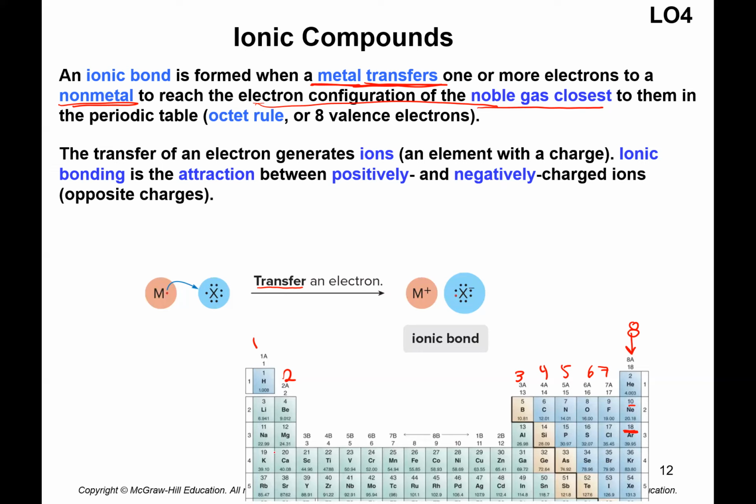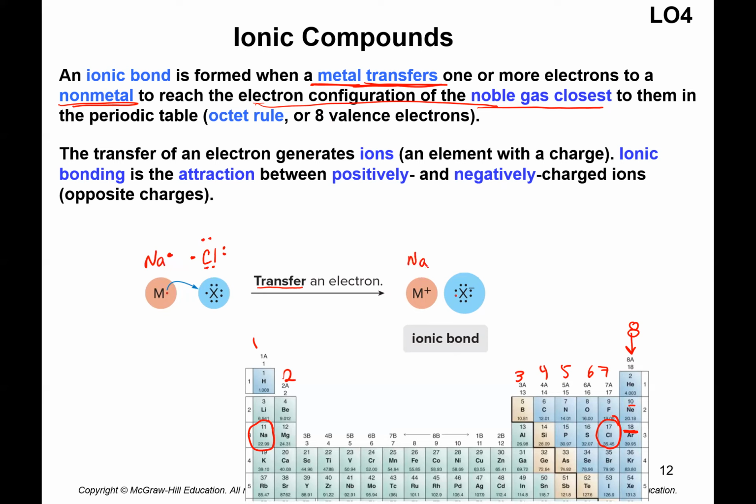So let's put an example here. Let's talk about sodium, which is a metal. Sodium has 1 valence electron, so let's imagine M is sodium. And let's imagine X is chlorine, which is here. Chlorine, because it's in the 7th group, is going to have 7 valence electrons. So if sodium and chlorine try to form a bond, sodium is going to transfer the electron to chlorine, which is what is being shown here.